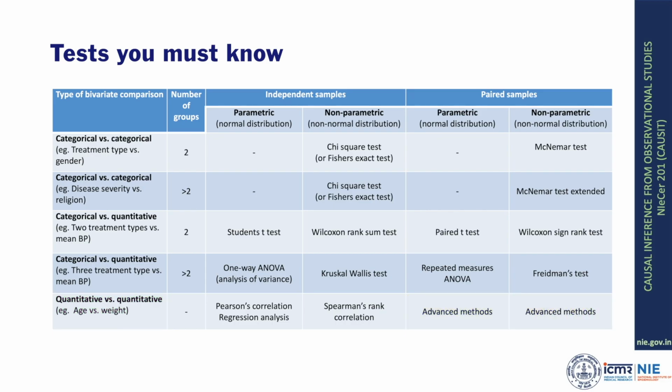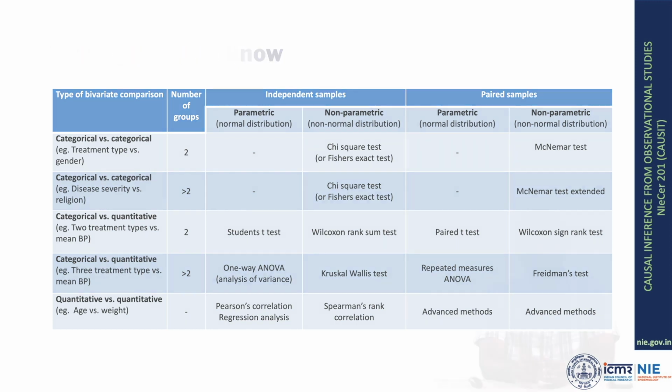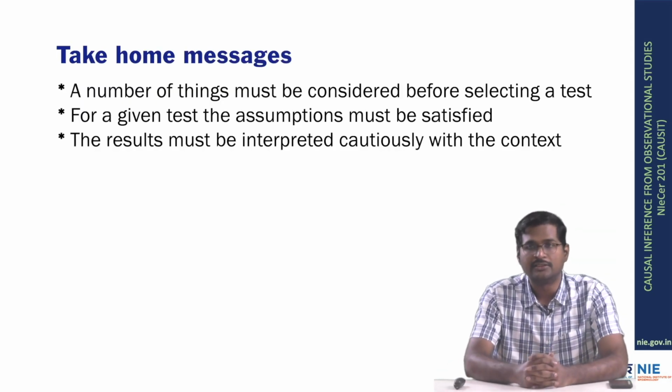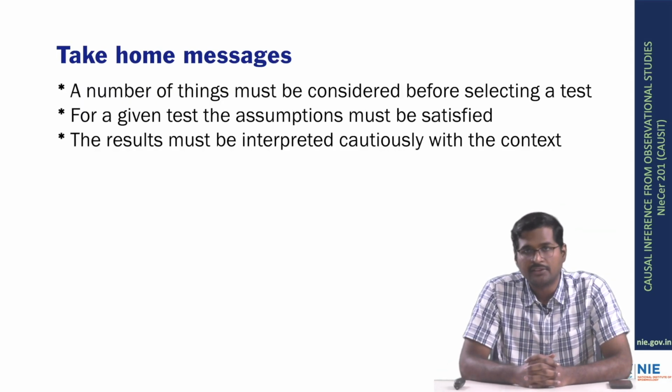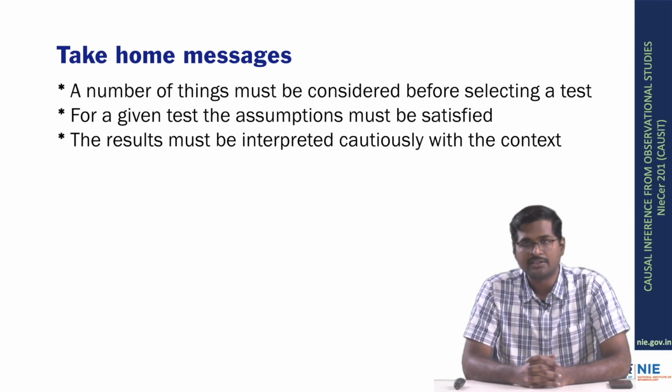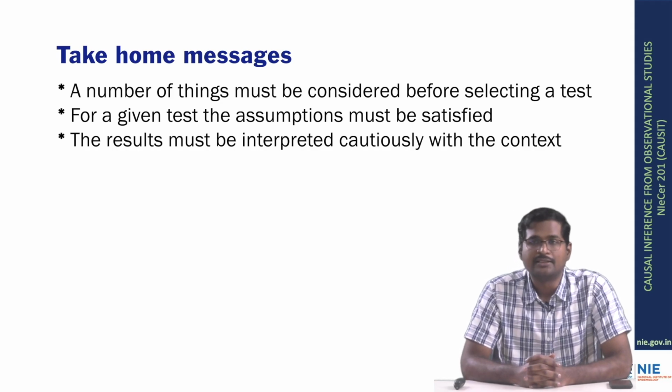So what I would like to say as a take-home message or as a concluding statement is that there are several statistical tests which are available. You have to understand why statistical tests are used and what statistical test to use for a given situation. I hope this table helps you understand some of the complex statistical tests and the situations in which you should be using them. So the take-home messages for this session will be: you have to consider a number of things before you select a test. You should also check whether the assumptions for a given statistical test are met, and the results of the statistical tests should be interpreted cautiously with the context.